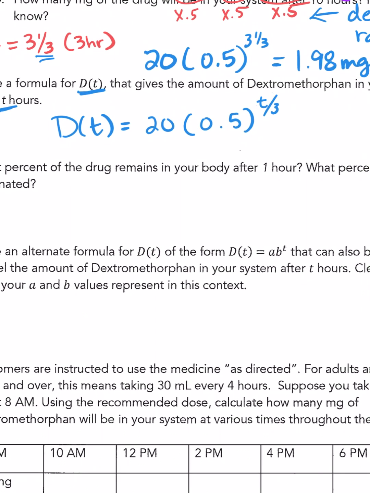So now it says what percent of the drug remains in your body after 1 hour. Okay, well, d of 1, we're going to use this. 20, 0.5, 1 divided by 3. Throw that through your calculator, and you get what?